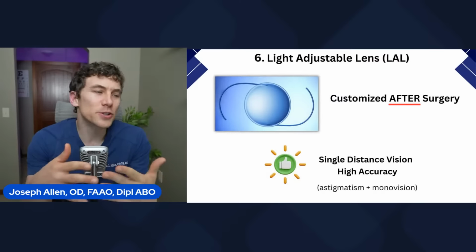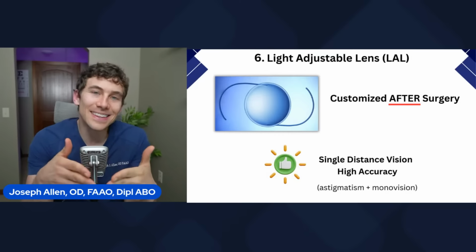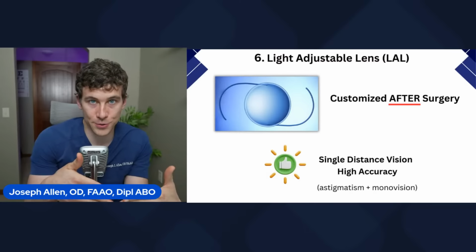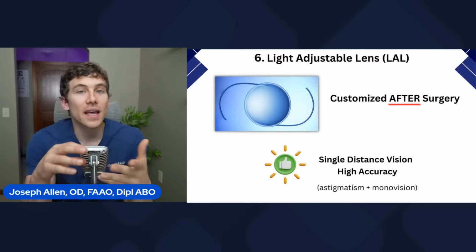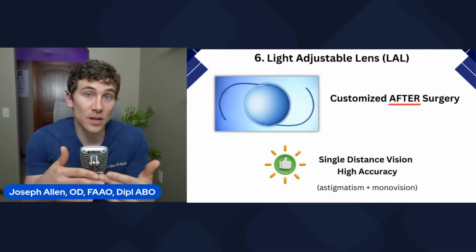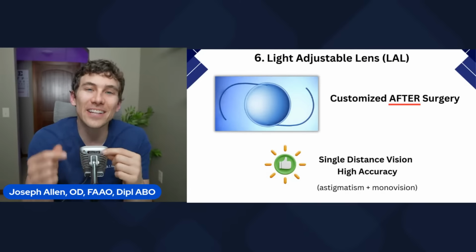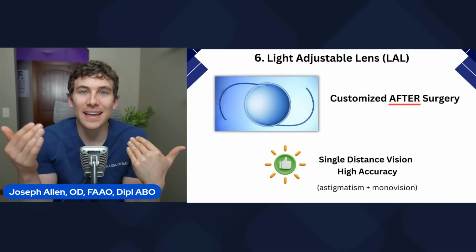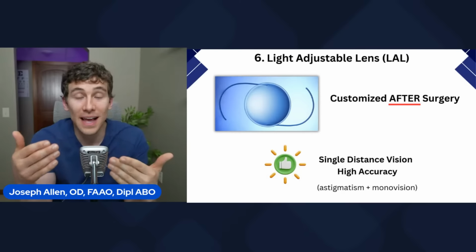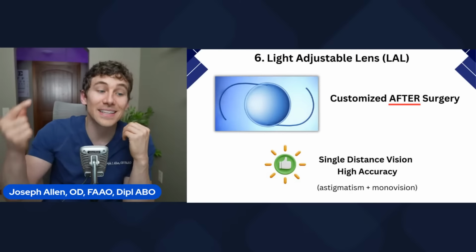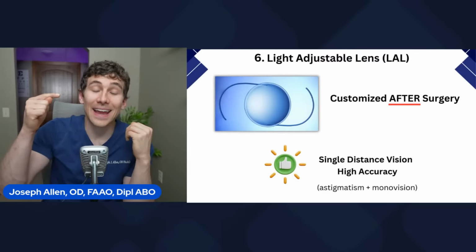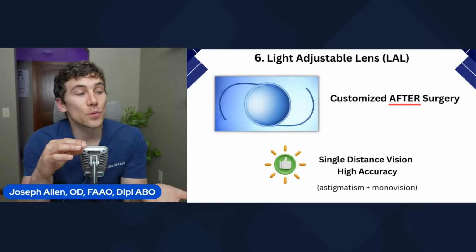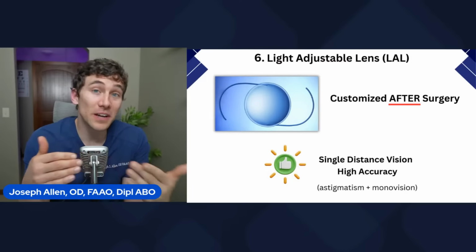So what's so special about the light adjustable lens is that this lens is customizable after cataract surgery. This means that with most other lenses that we've discussed so far, your doctor has to first calculate the power of your eyeball, the power of the lens that you normally wear for your glasses, and then calculate the power of the lens that'll be implanted inside of your eye. And with this lens, you don't have to do that.